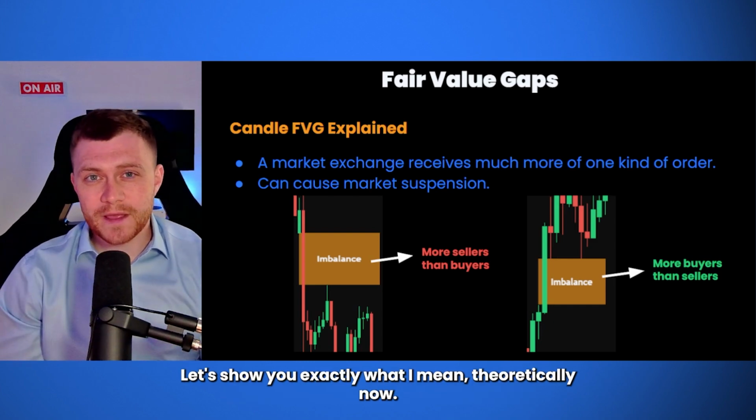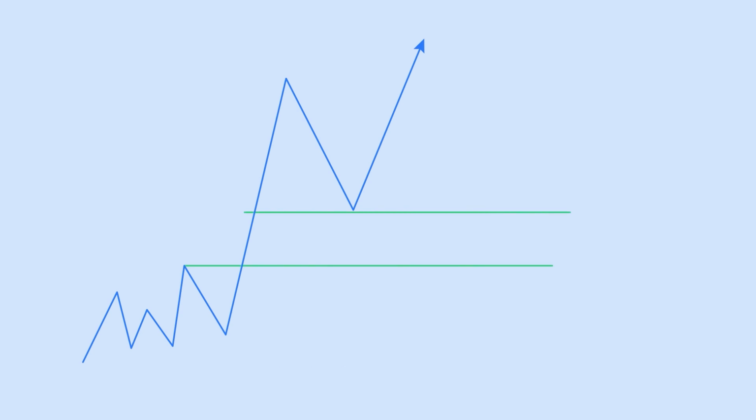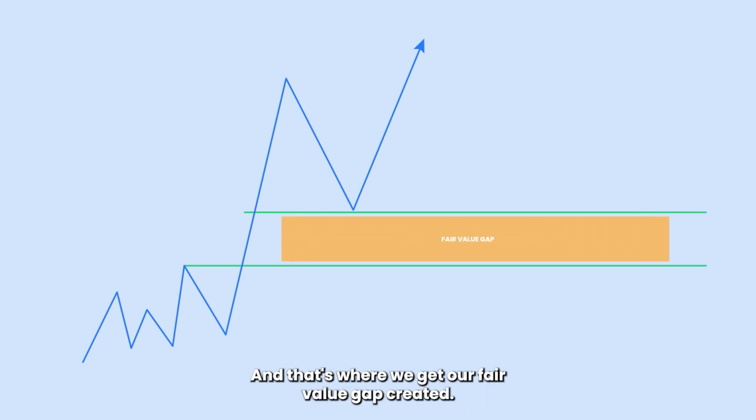Let's show you exactly what I mean theoretically now. With this in mind, typically this is what it will look like on your charts. So here's just a theoretical example of the price moving in a bullish trend. As you can see, the price moving higher. Now, during that move, we sometimes see quite an impulsive move to the upside within that move. So we see quite a sharp move. Now, within that sharp move, that's when we start to see those imbalances occur between the buyers and the sellers, and that's where we get our fair value gap created.